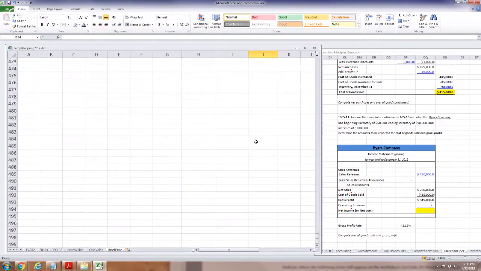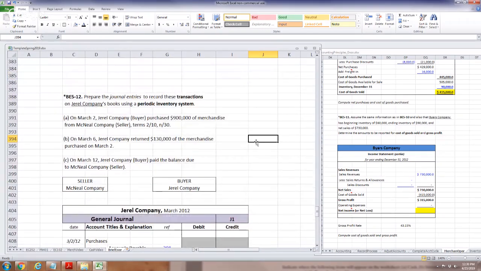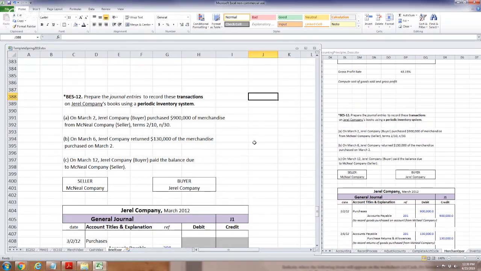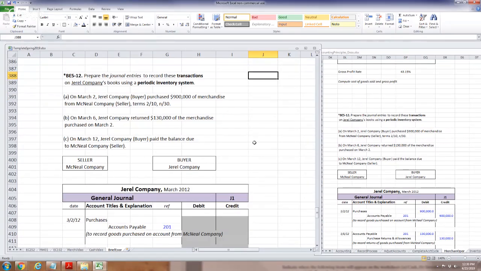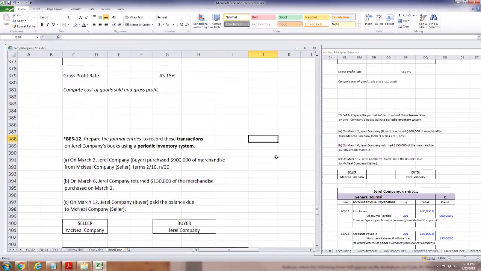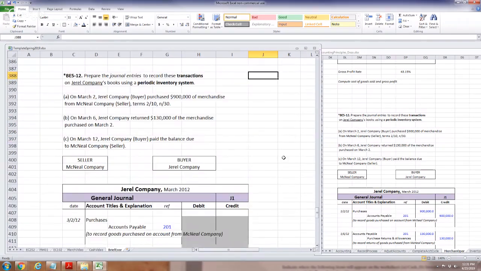But of course, the longer ones are sort of at the end here. 12 is prepare journal entries to record these transactions in Jarrell's company's books using periodic inventory system. 90,000 of merchandise was purchased. And again, you want to understand who and what: Jarrell is the buyer. It doesn't say that, but it should say that. I should make it say that.